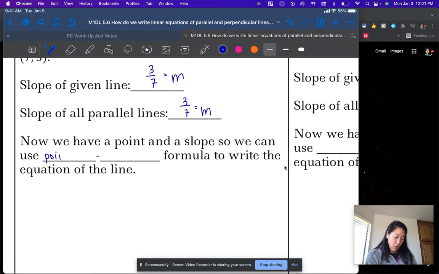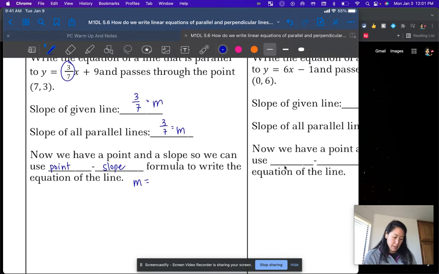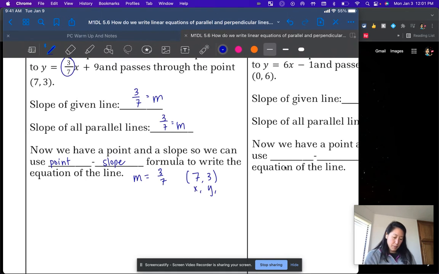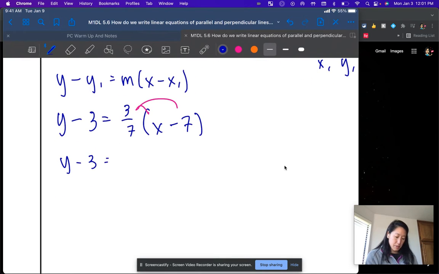Again, we have a point and a slope that we're using. So we use the point slope formula. Okay, so the slope is 3 over 7, and it passes through the point 7 comma 3. That's our x1, y1. So y minus y1 is equal to the slope times x minus x1. So I have y minus 3 is equal to 3/7 times x minus 7. We distribute, get y minus 3 is equal to 3/7 times x, and then 3/7 times 7, I'll do on the side, 3 over 7 times negative 7 over 1.